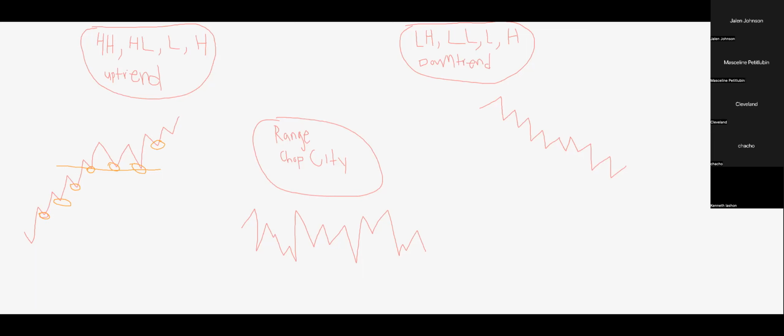Okay, so what is that I just circled? A higher low, right? Because it is higher than the previous low. Okay, so then we have another higher low.